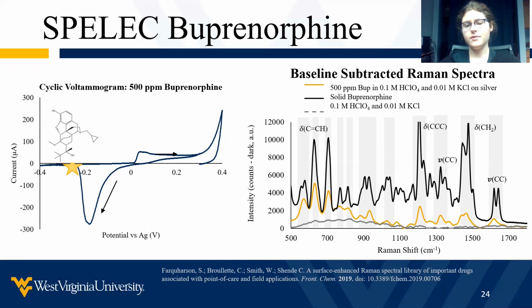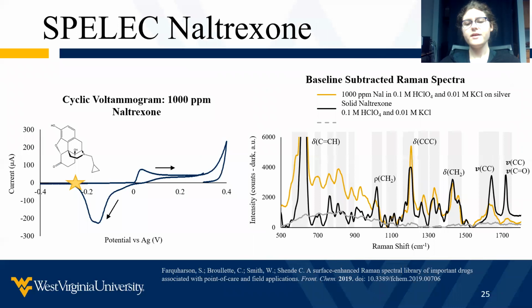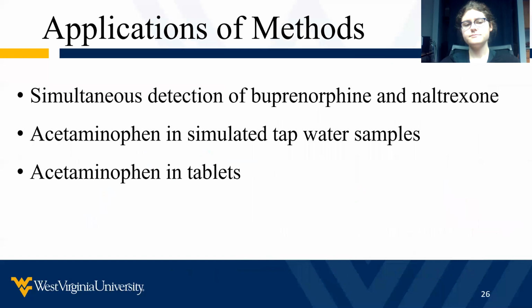And we took the spectrum and compared it to one that we had for solid buprenorphine, and the peaks lined up well, whereas these peaks were not present in the acid blank. And then similarly for naltrexone, we also saw that the best spectrum appeared after the reduction peak in that cyclic voltammogram, and we now saw that the Raman peaks lined up well with our Raman spectrum for a solid naltrexone standard.